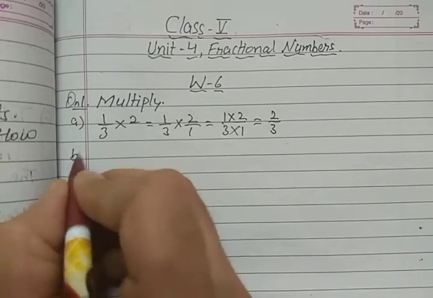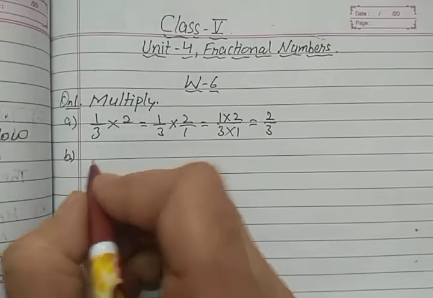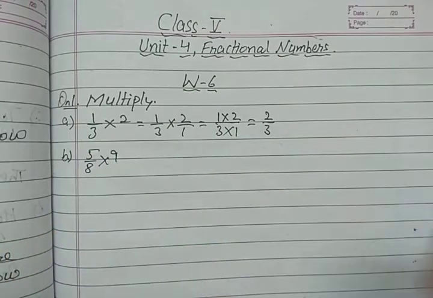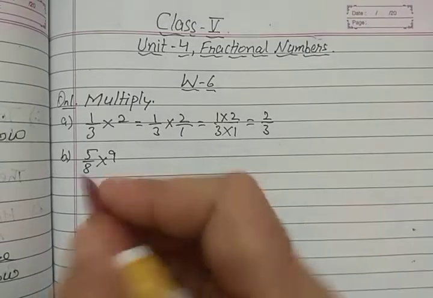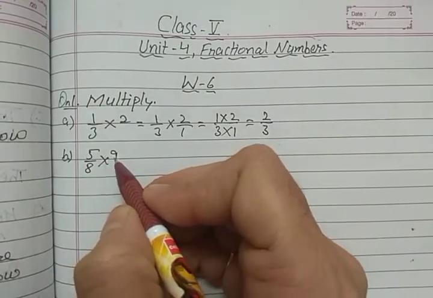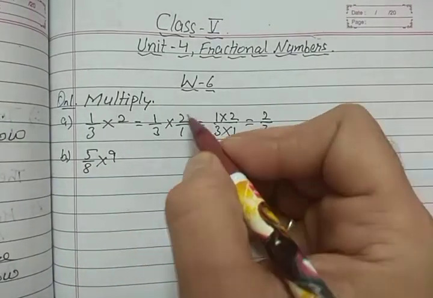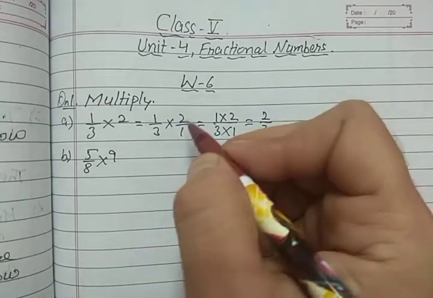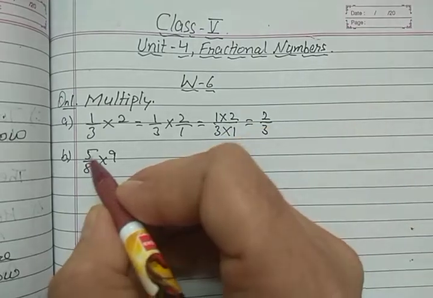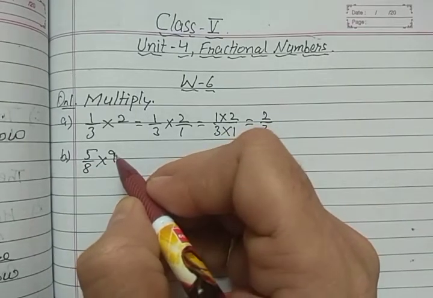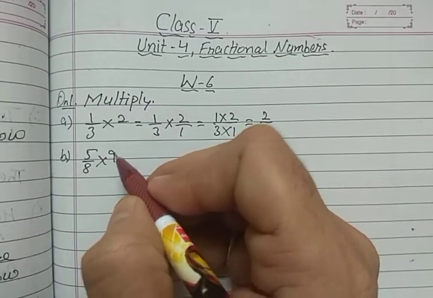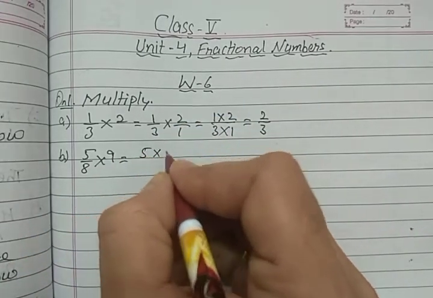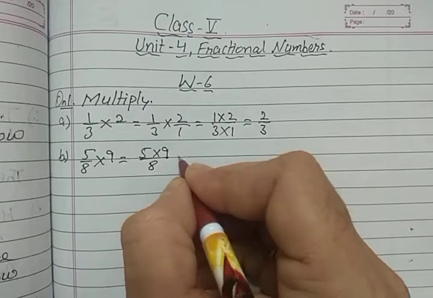Now the B part, 5 upon 8 multiplied by 9. So again, you can multiply directly, taking 9 as a numerator, or you can convert it like this, 9 upon 1. So it is up to you, to make it easier for you. Otherwise, you can directly take 9 as the numerator. So 5 multiplied by 9 upon 8.